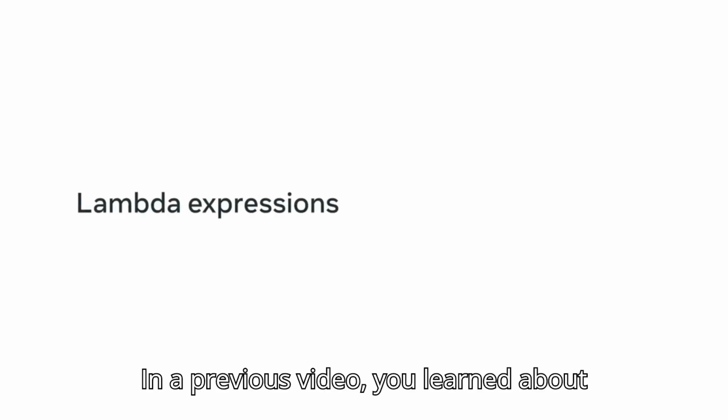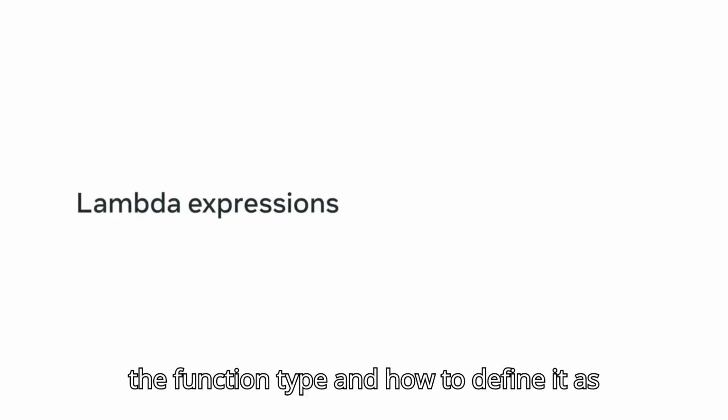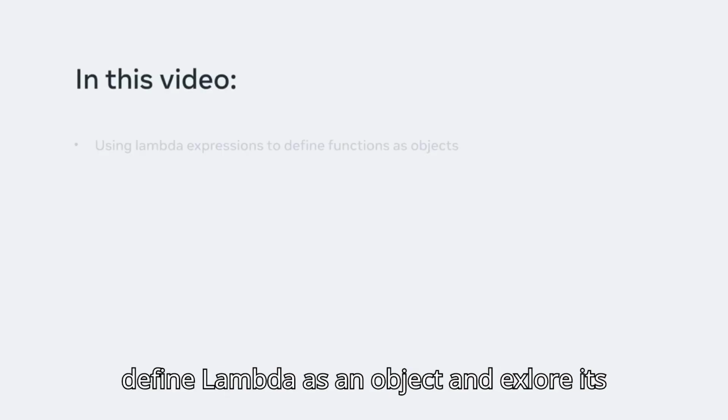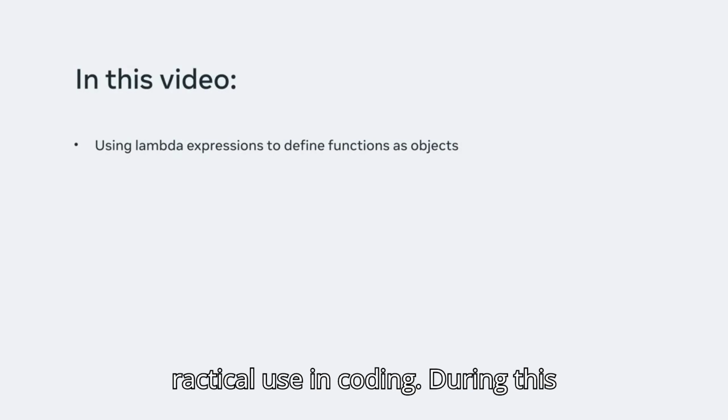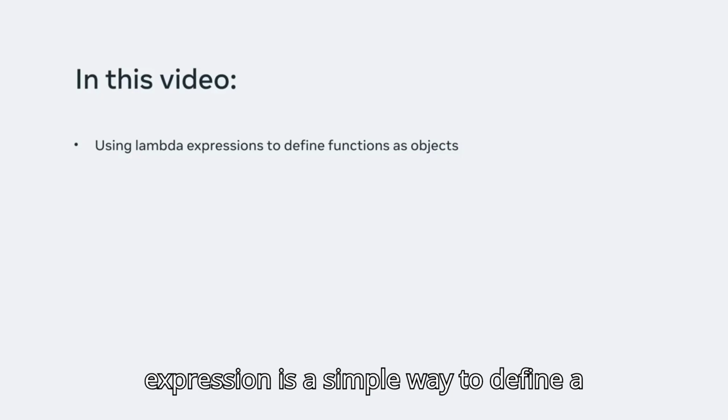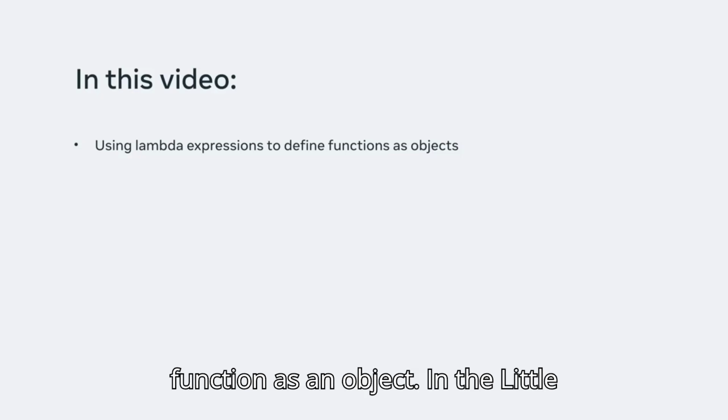In a previous video, you learned about the function type and how to define it as an object. Now you will learn how to define a lambda as an object and explore its practical use in coding. During this video, I'll explain how a lambda expression is a simple way to define a function as an object.